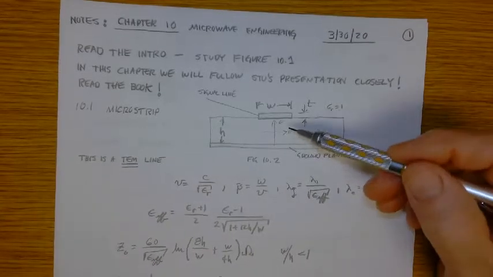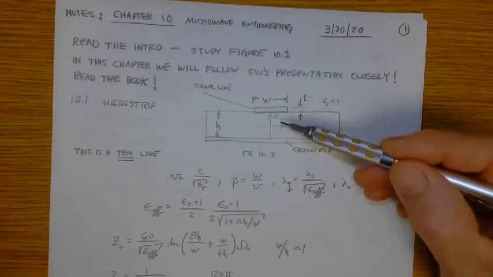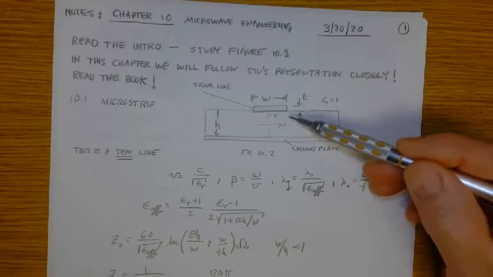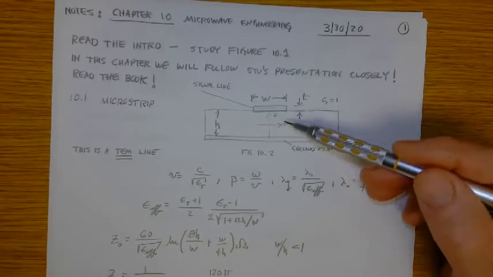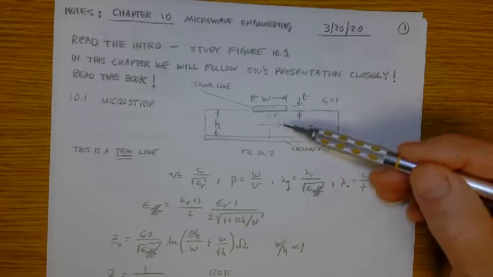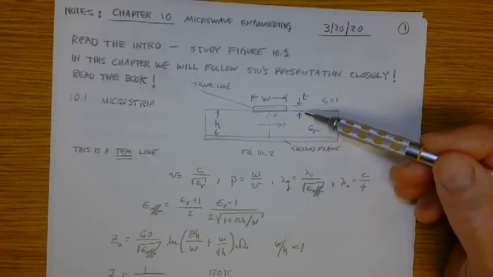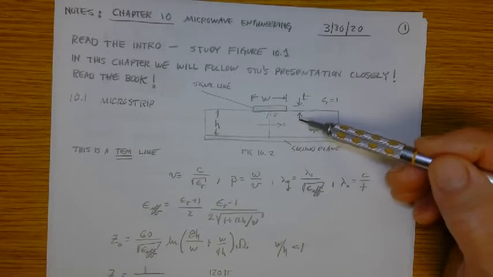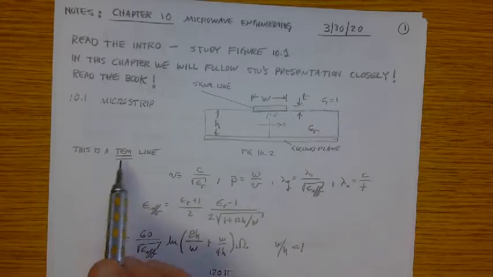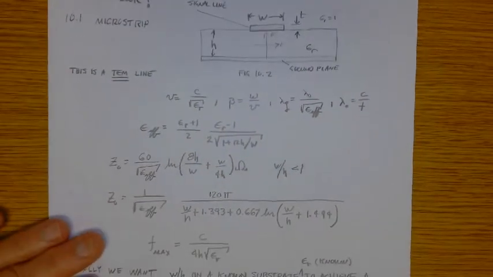That's true provided that you don't excite this structure at too high a frequency. Just like a regular rectangular waveguide, you'll have other modes that can be excited. So typically, if you stay below a certain frequency F, then the only mode that will propagate on the line is the TEM mode. And under those circumstances, the following equations apply.